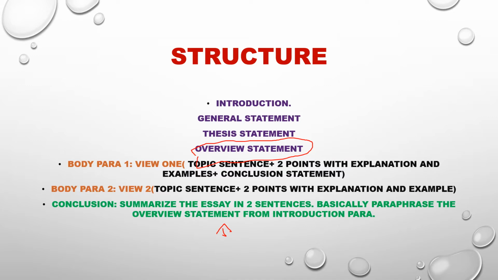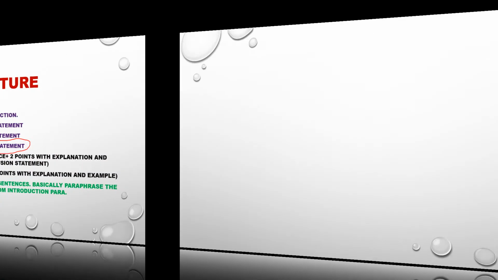This is the basic structure for discuss both views or discuss both sides. Okay, simple, most basic structure. You can follow this to construct a band 7 plus discuss both view type of question. Now let's see one example. Okay, so let's see an example of how to write a discuss both views question type.